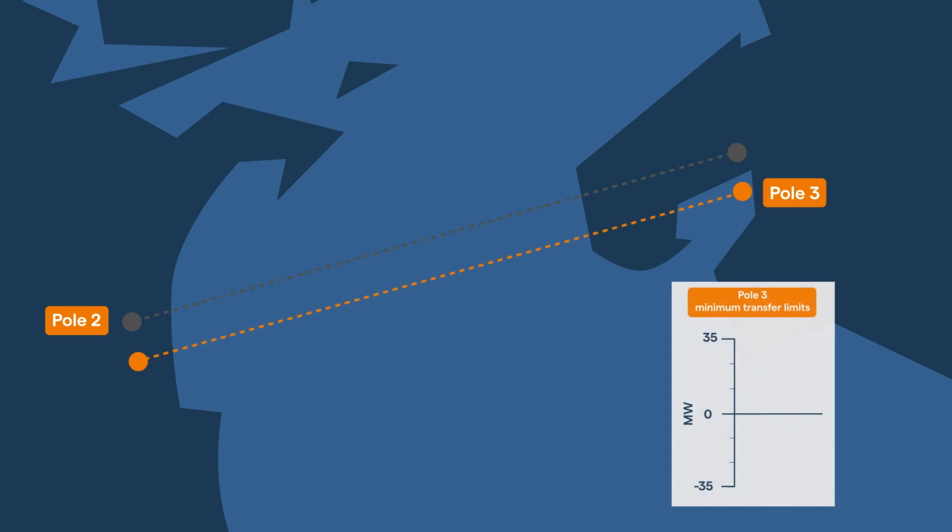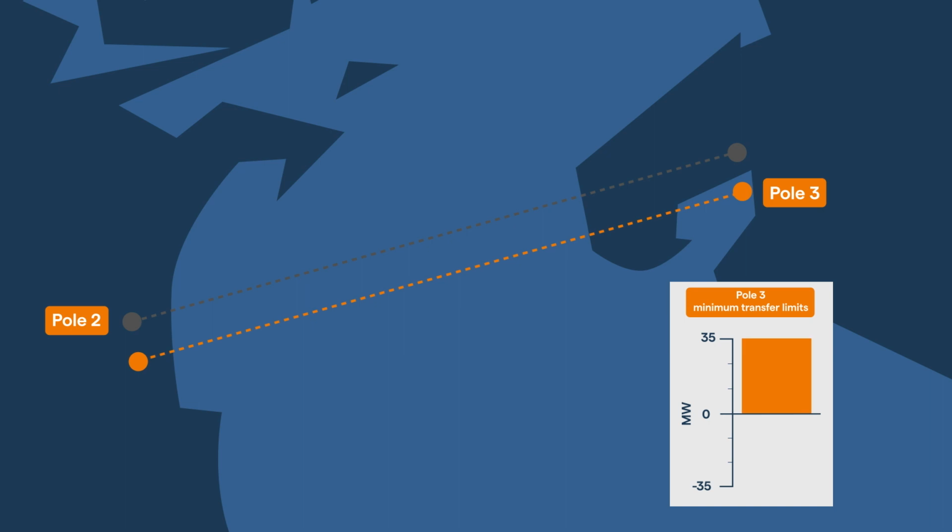Outages on one pole reduce overall capacity and remove round power capability. The remaining pole is physically subject to a pole minimum transfer level. This is 35 megawatts for pole 3. This means pole 3 must be dispatched to transfer at least 35 megawatts south, 0 megawatts when it's off, or to transfer at least 35 megawatts north.